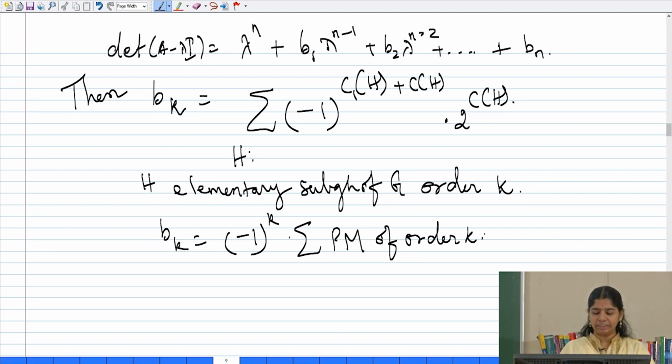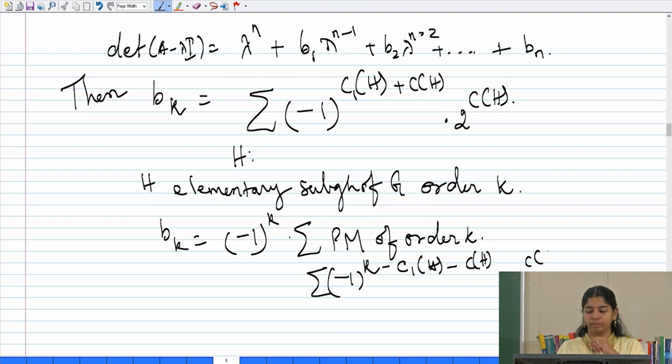So from there we can easily see that, if I think of that subgraph as my whole graph, then what will the summation be for bk? It would be just sigma of minus 1 to the power of k minus c1 of h minus c of h into 2 power c of h, and summation over all such order k subgraphs. So this is where we can connect the principal minors with the subgraphs and the elementary subgraphs of order k here.